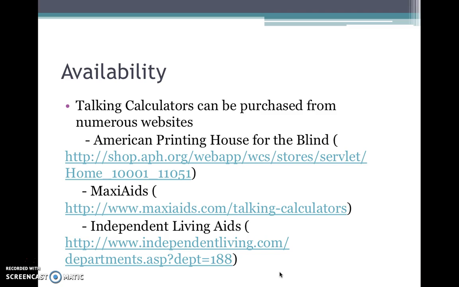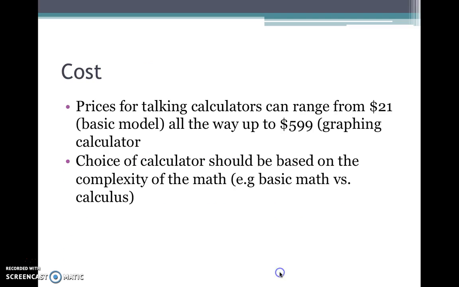Cost can be a concern for some people. Now, if you want to go basic, you can go cheap, $21, this would be a basic model, or you can go all the way up to $599, which would be like a graphing calculator. Now, to determine what you want to buy, you really have to consider what classes you're going to be taking and how often you're going to be using this calculator.